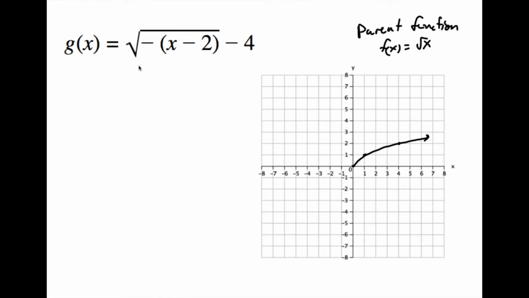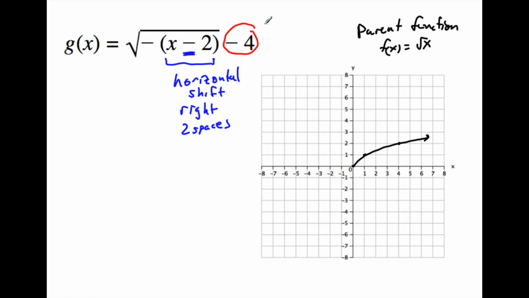Now we've got a little more advanced function. We got the same parent function. I've already graphed it here for you. We can start, if we're adding or subtracting something underneath the radical, horizontal shift. Now if I'm adding or subtracting something outside the radical, we're going to follow the sign. It's a vertical shift.